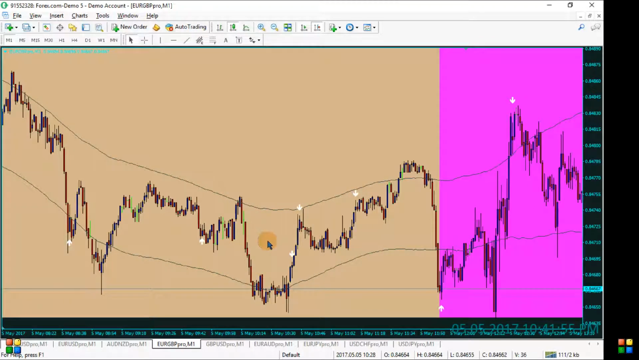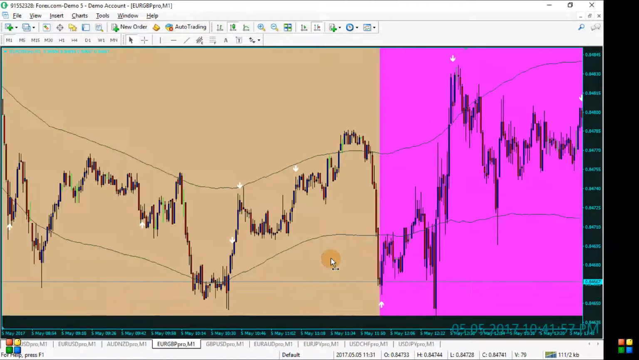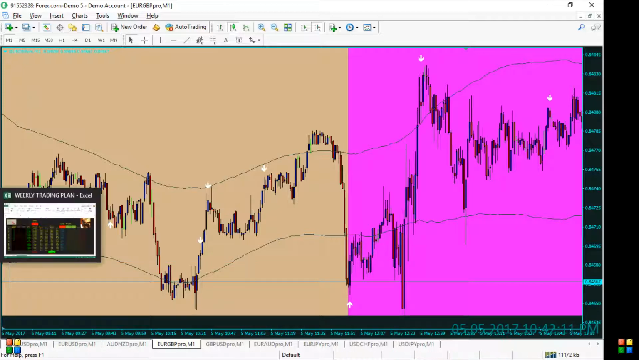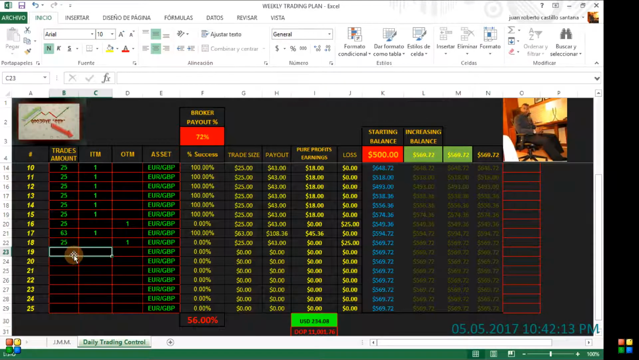And then we need to recover this loss. How? With another valid signal, which is this one right here. This is my valid signal right here. So let's measure. Beautiful. 15 minutes, deeply ITM. So quickly we go and place our $63 investment in ITM, and we are already $279.